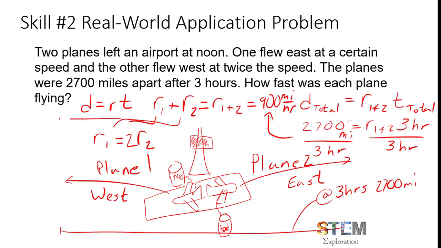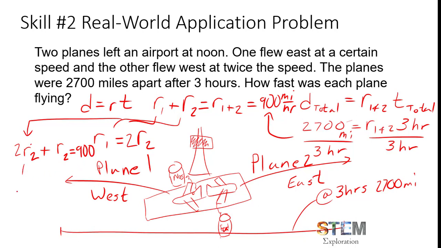So for example, if we want to say 2R2 plus R2 is equal to 900. One of the things that you can do is, as you find more of these relationships and pieces of information, I'm substituting 2R2 for R1 here and leaving R2 as R2. We know that this is equal to 900 miles an hour.